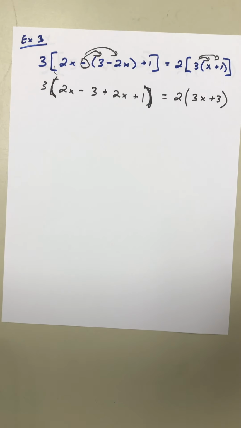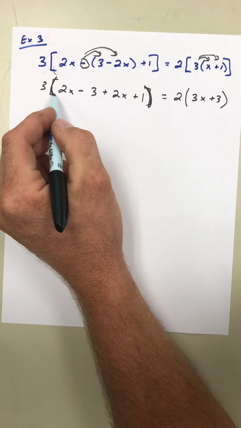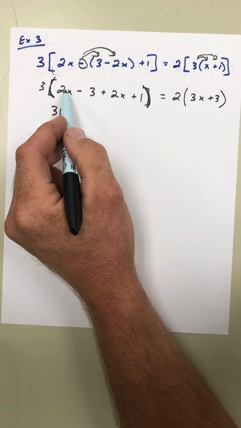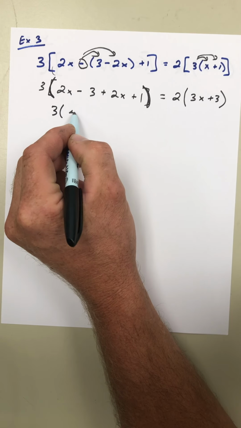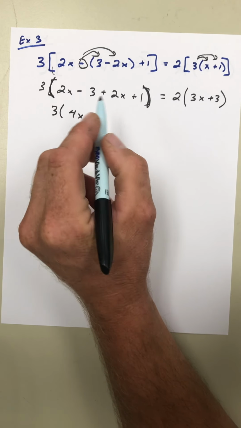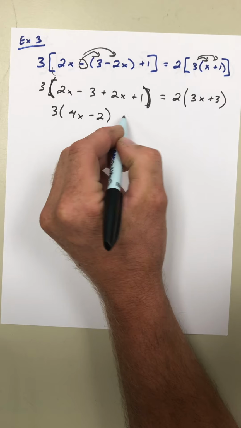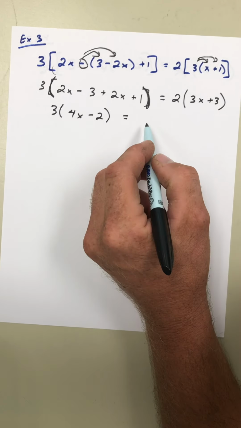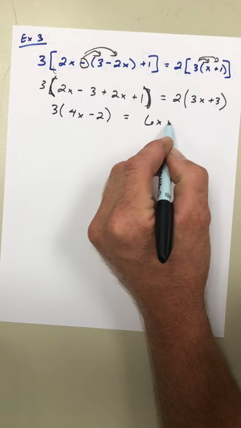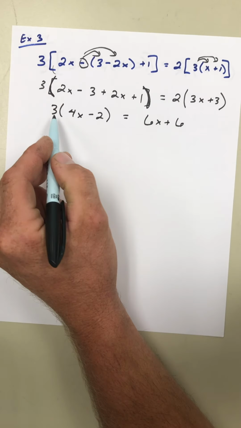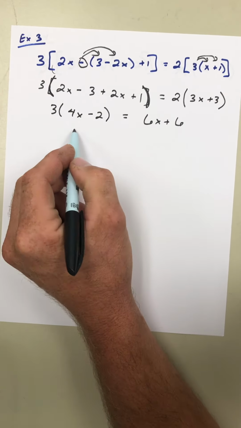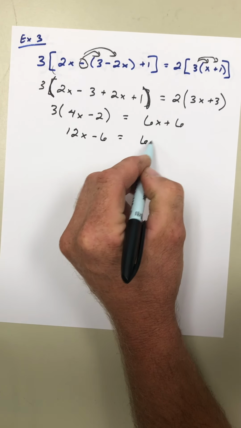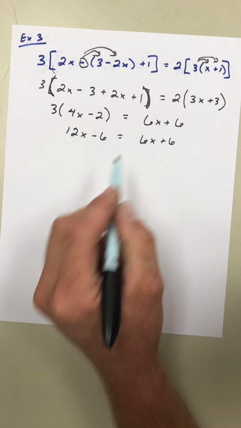Now it becomes a problem that we just saw before. So we're going to go in here, we're going to clean up inside the parentheses. So we have 2x plus 2x gives us 4x. Negative 3 plus 1 gives us negative 2. On the right side, I can go ahead and distribute that 2 through. So we have 6x plus 6. Multiply my 3 through. I have 12x minus 6 is going to equal 6x plus 6.